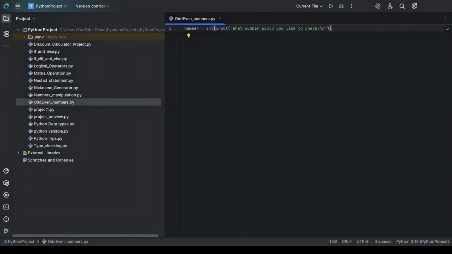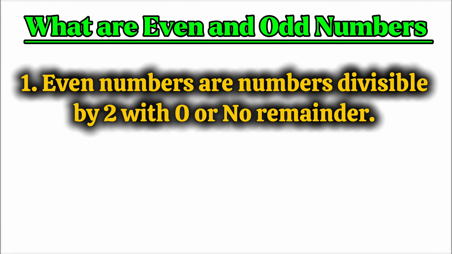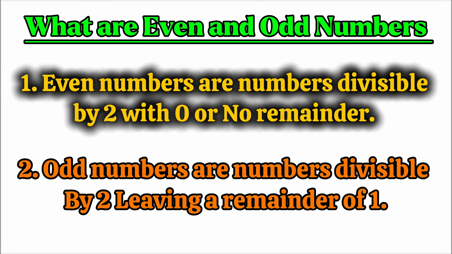Don't drop off, because this next part is where we'll be checking the number the user input to give them feedback letting them know if it is odd or even. To check for these conditions, we have to understand a bit more about how even and odd numbers work. Remember from our school maths that even numbers are numbers divisible by 2 with no remainder. That is, if you divide an even number by 2, the remainder will be equal to 0. On the other hand, odd numbers are numbers divisible by 2 leaving a remainder of 1.